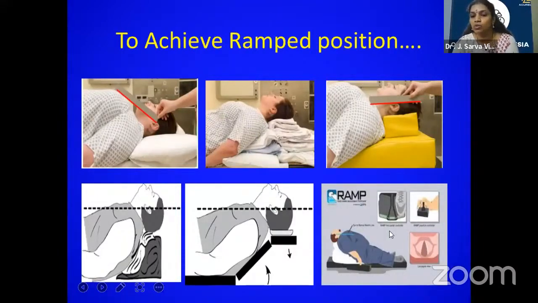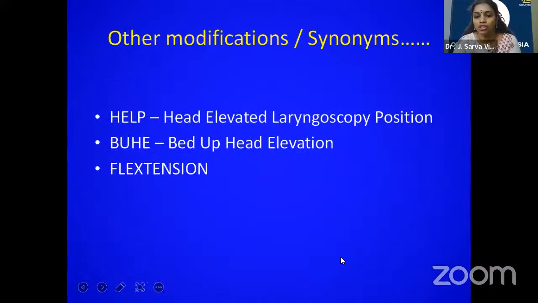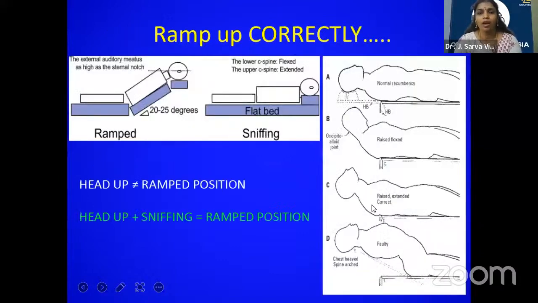So this can be inflated using your foot pedal or using a hand gear, and it can be rapidly deflated also. So you need not reposition the patient. The other modifications or synonyms of this ramp position are head elevated laryngoscopy position, bed up head elevation, or flexion-extension. We need to understand that ramping up doesn't mean just head up.